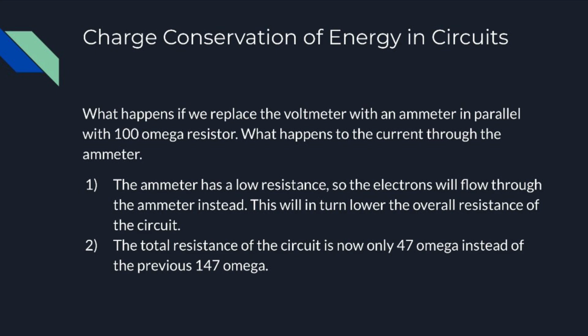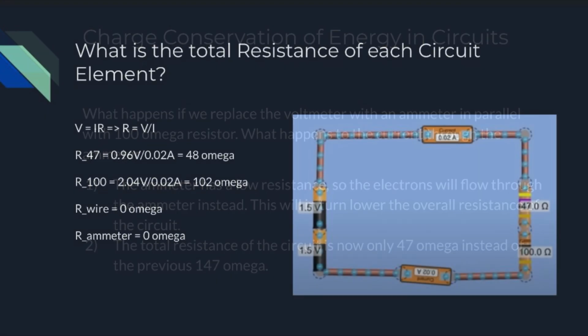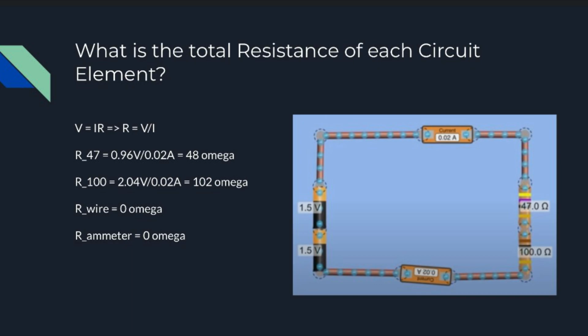Now, what happens if we replace the voltmeter with an ammeter in parallel with a 100 ohm resistor? What happens to the current flowing through the ammeter? So the ammeter has low resistance, so the electrons will flow through the ammeter instead. This will in turn lower the overall resistance of the circuit, and that leads to 2. The total resistance of the circuit is now only 47 ohms instead of the previous 147 ohms, so it directs current a different way.